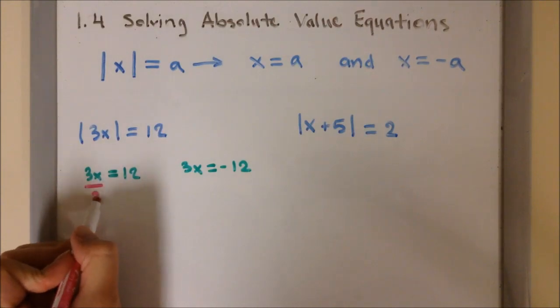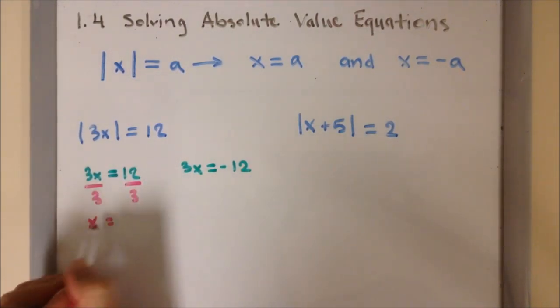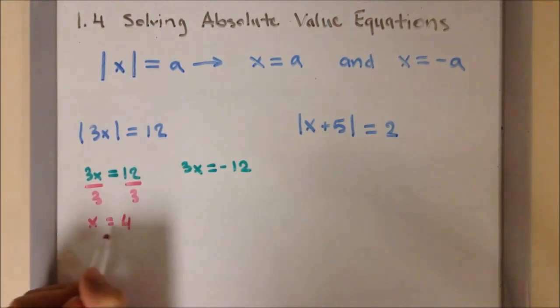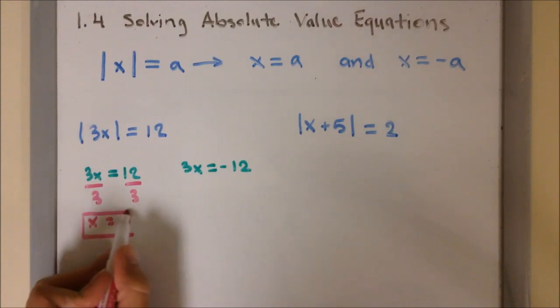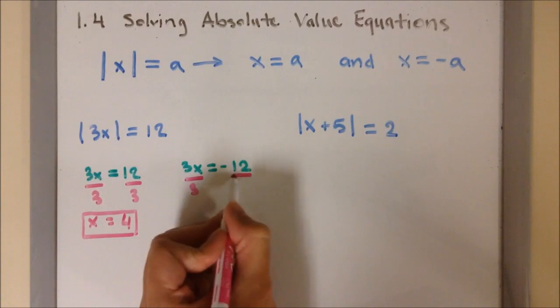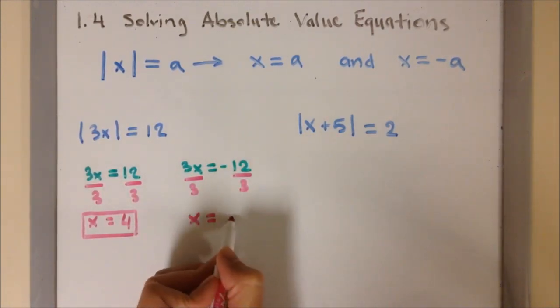Divide by 3, divide by 3. So x equals positive 12 divided by 3, which is positive 4. That's my solution. Over here, I'm going to do the same thing. Divide by 3, divide by 3. So x equals negative 12 divided by 3, which is negative 4.